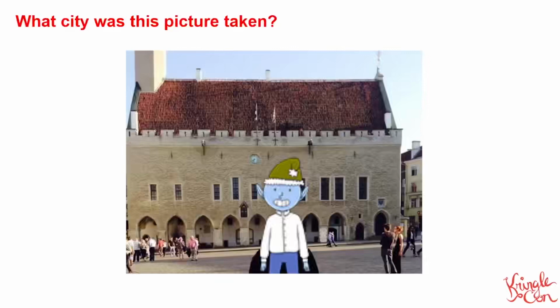So let's go on. Let's focus back on this first picture that was provided to us. As we can see here, there's some type of building, kind of looks European in nature. We've got our elf standing there with some folks in the background. Definitely looks like a high visibility tourist location. So what should we do to find out where this picture was taken?